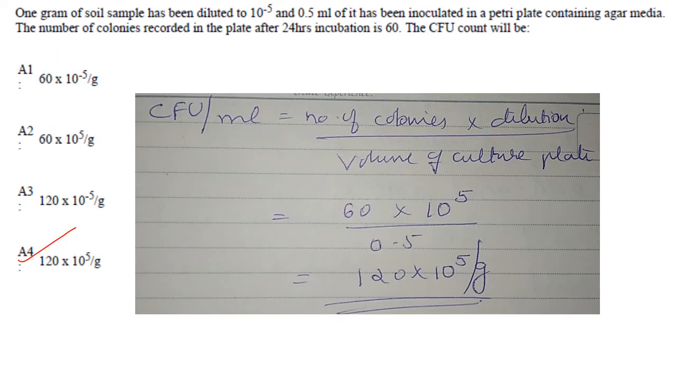Then 1 gram soil sample has been diluted to 10 raised to minus 5 and 0.5 ml of it has been inoculated in a petri dish containing agar media. The number of colonies recorded in the plate after 24 hours incubation is 60. The CFU count is, CFU per ml is given as number of colonies into dilution factor by volume of culture plate. You will get 120 into 10 raised to 5 per gram. So the answer here is option 4.